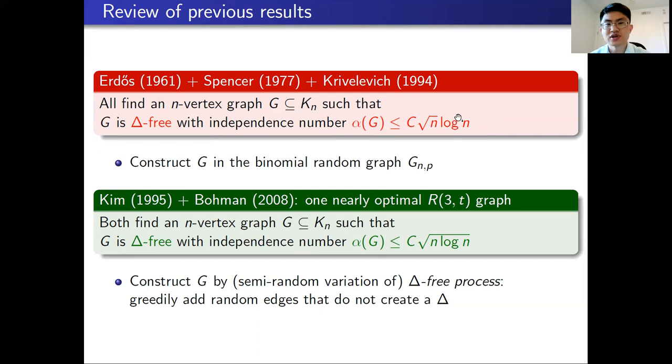All of them construct the triangle-free graph G in the binomial random graph G(n,p) model, where the binomial random graph G(n,p) is the n-vertex graph in which each of the n choose two pairs occurs as an edge independently with probability p.